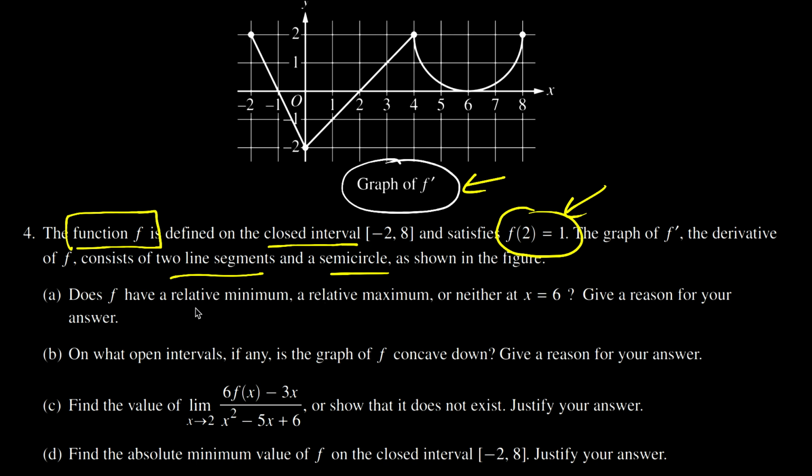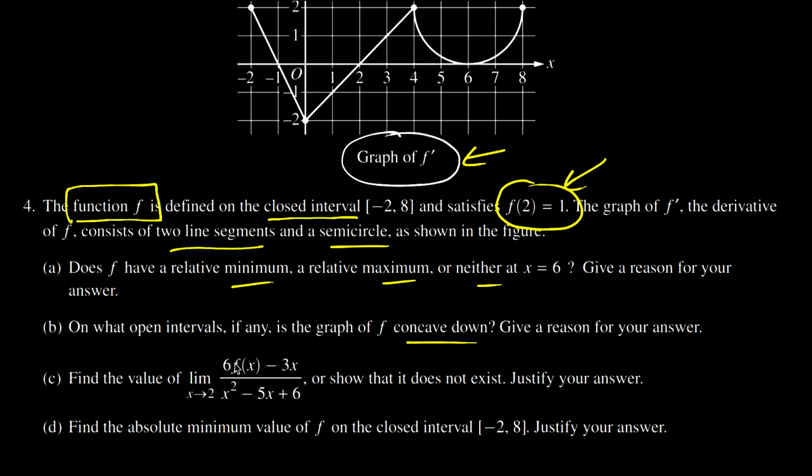Part A is going to ask about a relative min, max, or neither at a particular point. Part B talks about concavity, so we want to understand concavity as well as points of inflection. In part C, they managed to sneak in a limit question, so that usually tells me we're going to need L'Hopital's rule, so they can test you on that.